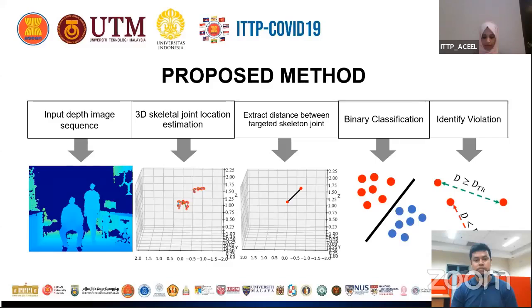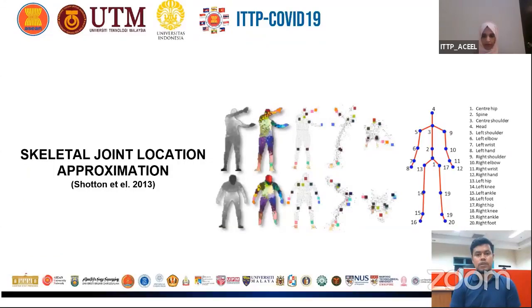For this work, we adopted the human detection algorithm by Shotton et al. that uses a single depth image to identify human body parts in the object detection domain. Using that method, we can easily identify 20 body joints. The algorithm has been widely used by researchers for human activity monitoring and gaming purposes.